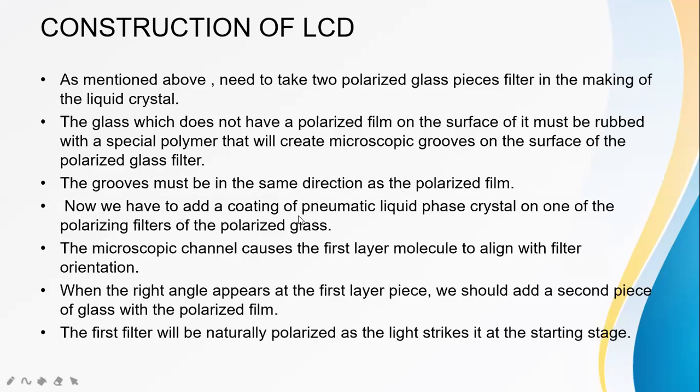Now we have to add a coating of nematic liquid phase crystal on one of the polarized filters of the polarized glass. After that, there will be a nematic liquid phase crystal. It needs to be coated on this another one of the polarizing filters. The microscopic channel causes the filter layer molecule to align with the filter orientation. And the right angle appears, already we know that it contains two polarized plates at right angles. This right angle appears to the first layer piece. We should add a second piece of glass with the polarized film. The first filter will be naturally polarized as the light strikes it at the starting stage.